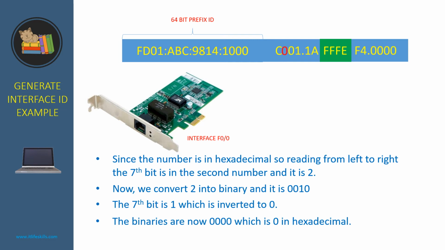Now the EUI 64 process is completed, and this is the interface ID generated by EUI. The interface ID together with the prefix ID will give us the IPv6 configured on the interface F00 of IT Life Skills Router 1.